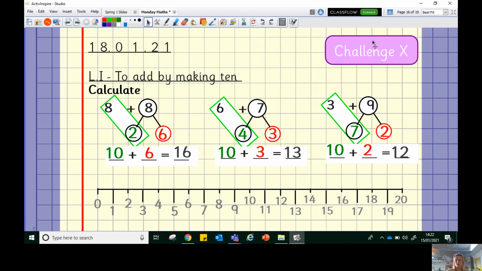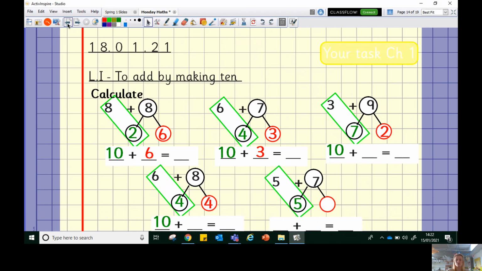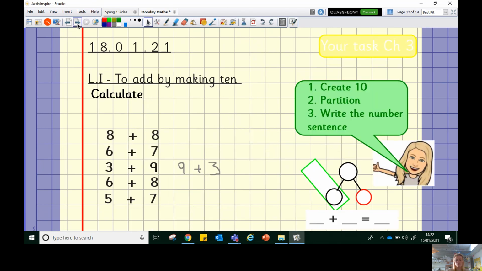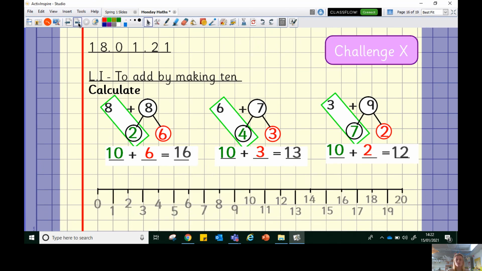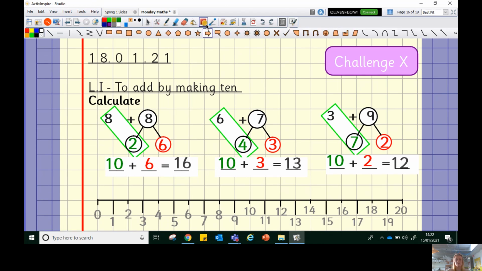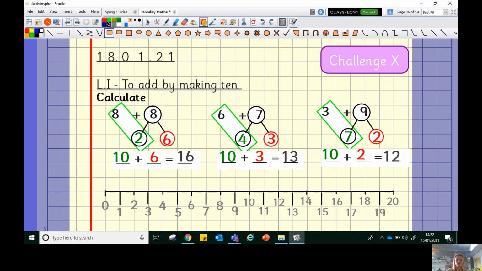I have got an extra challenge, challenge X, in case anybody wants to do it. I want you to go back to all of your questions that you answered over here. Okay, if you did this challenge 1, 2, or 3, you can have a go at this. Okay, so what I want you to do is I want you to find the number that you started on. So you started on 8. Okay, so what you need to do is circle 8 and do the same here.